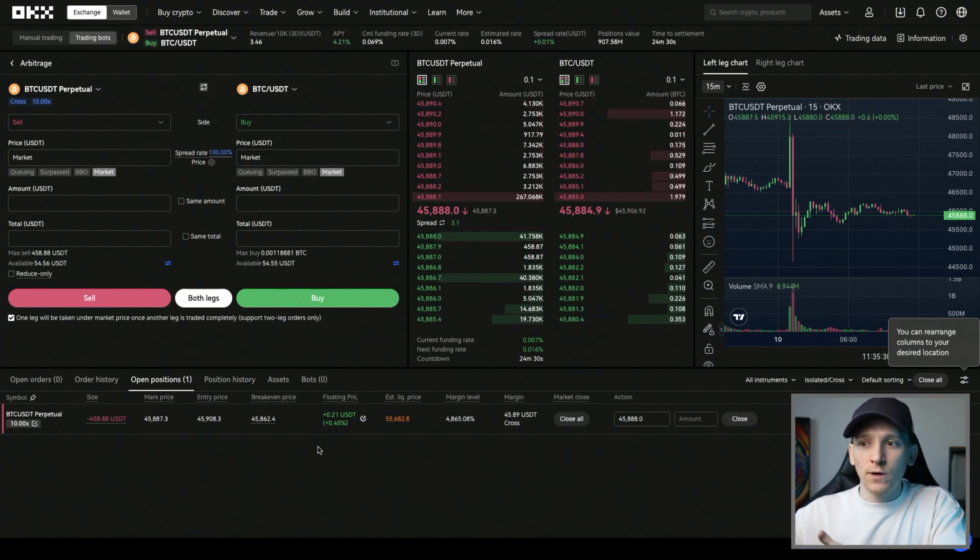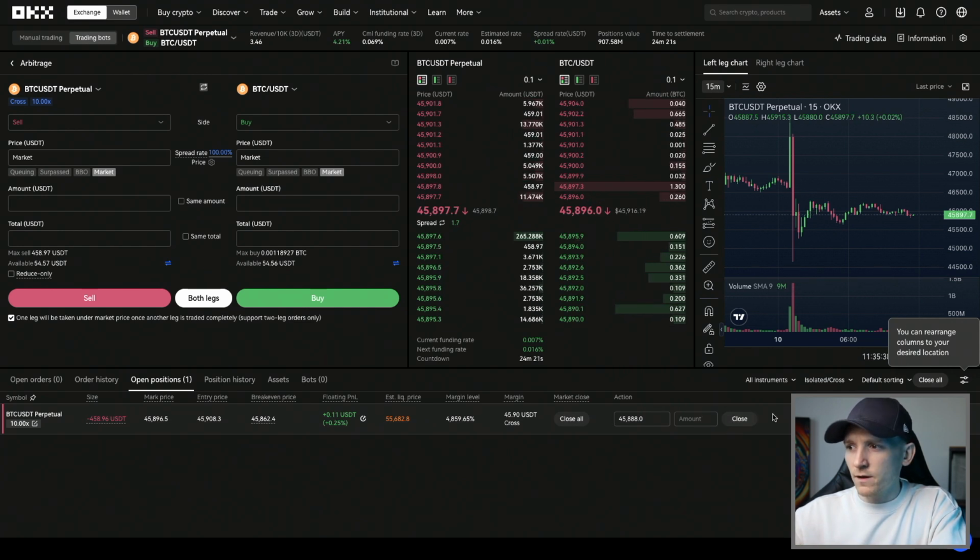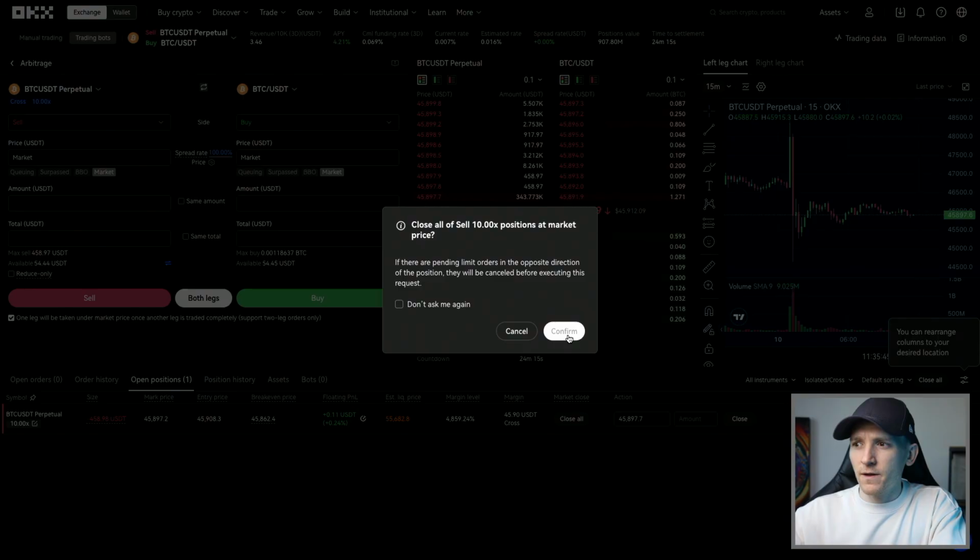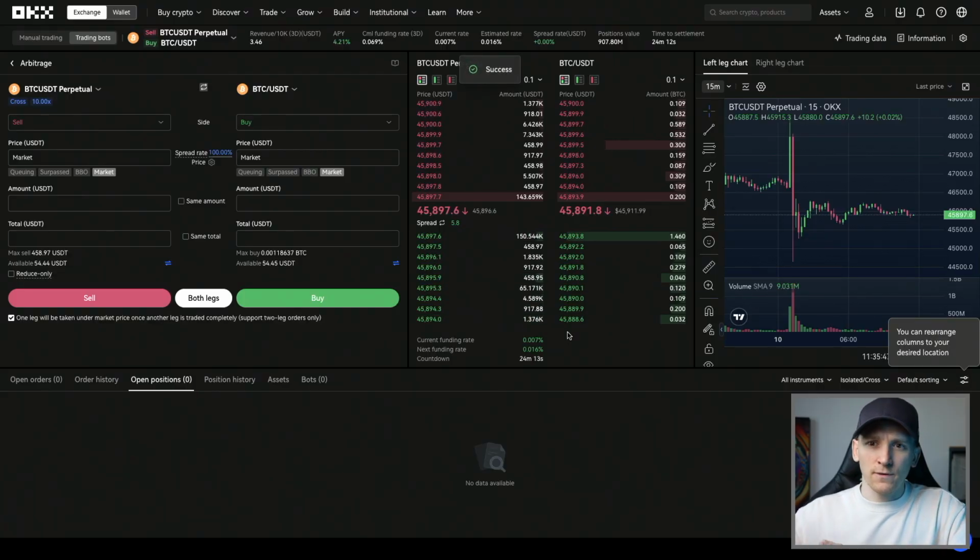Now, if you want to close this, we're going to close the BTC perp. So we're in some profits on this, but we're losing in the spot trade. So what we're going to do is just close. So I'm going to market close, which is right here. Market close, close all. Just going to confirm this. And that closes the futures trade.